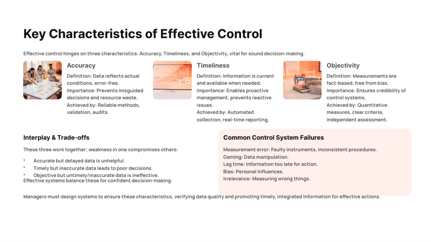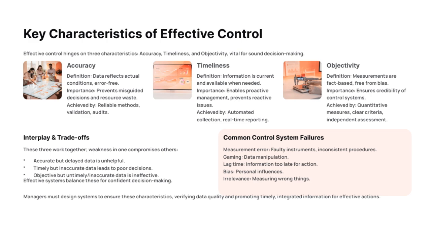Now, when we look at common control system failures, it's clear that effective systems strike a balance among these factors. For example, having data that's accurate but delayed doesn't help us make timely decisions. Conversely, timely data that's inaccurate can lead us to poor choices. And if the data we rely on is objective but comes too late or isn't accurate, the whole system becomes ineffective. These elements, accuracy, timeliness, and objectivity, work together. A weakness in one area can compromise the entire system.